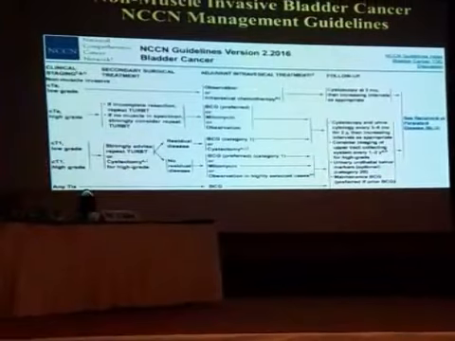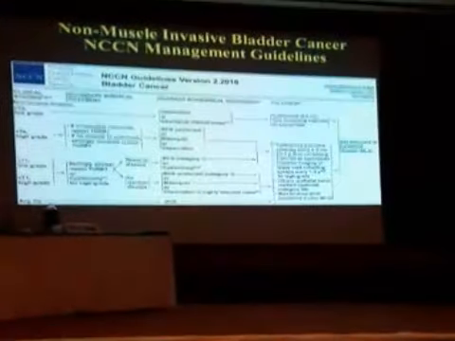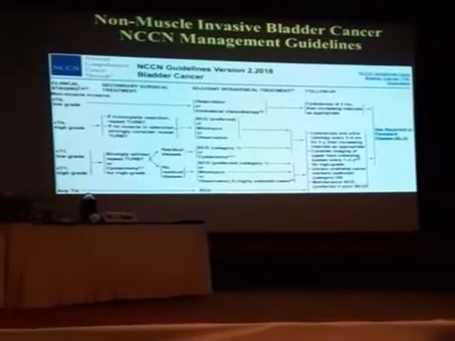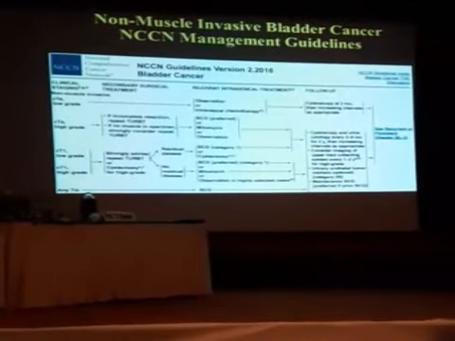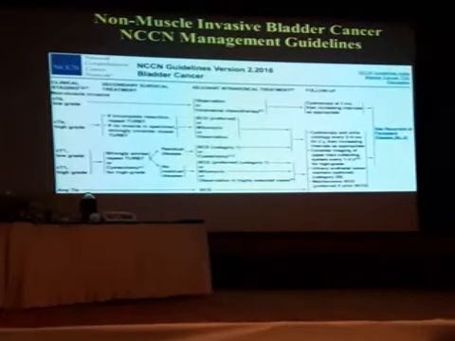T1 low grade, repeat TUR. In some cases, T1 high grade, you can discuss cystectomy, but I typically in practice give them a shot with BCG first. The key thing is re-resecting, going back after yourself, is extremely important because things can be upstaged. BCG or cystectomy, BCG preferred.